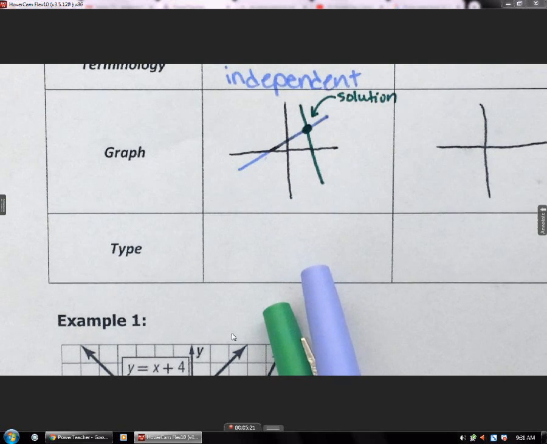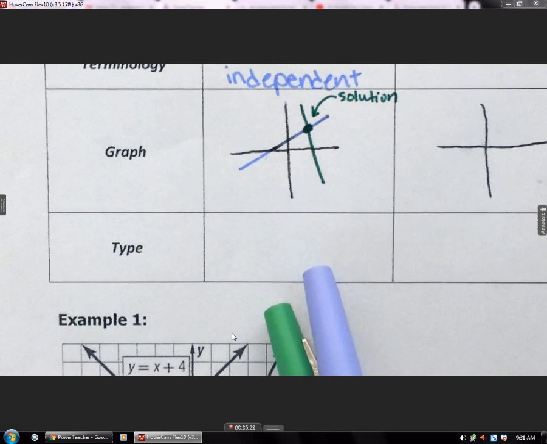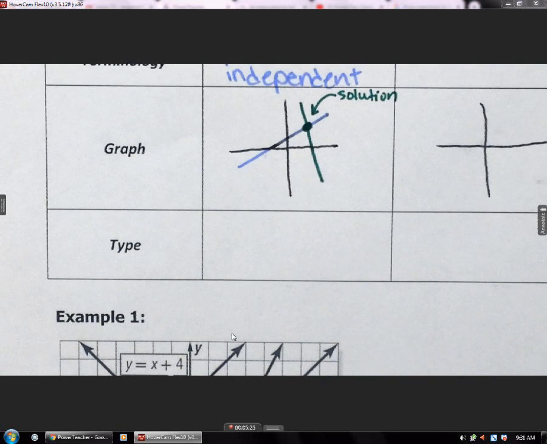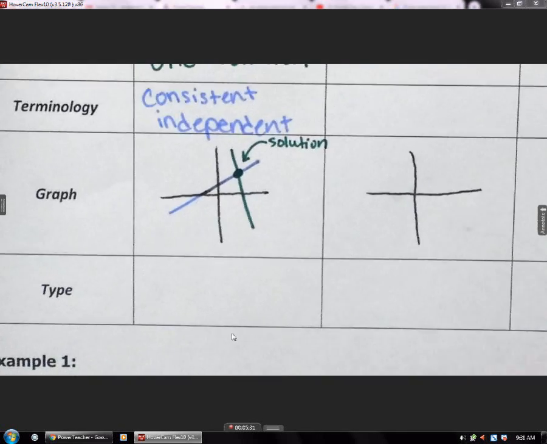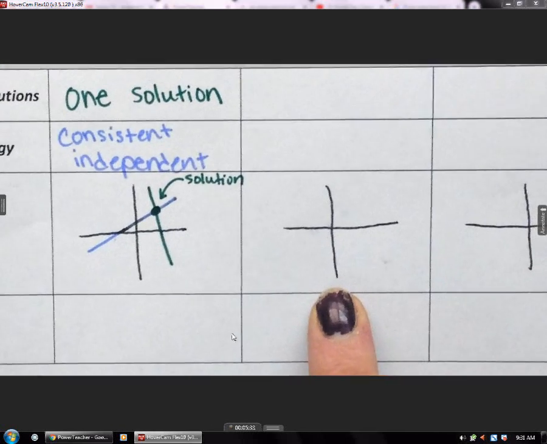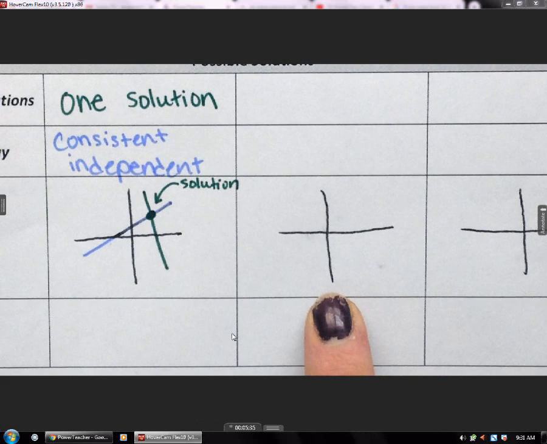No, they're not. They don't have to be perpendicular at all. They don't have to be perpendicular. They just have to cross. Perpendicular is the same as any kind of line. Good point. This graph right here. So we had one solution. What's another type where we had?